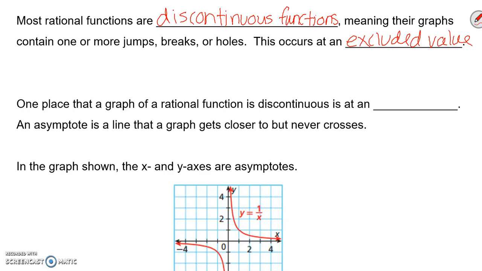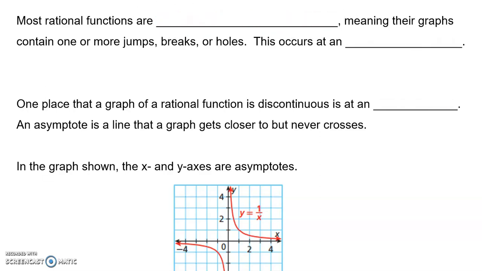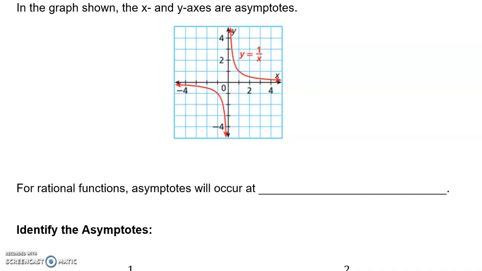One place that a graph for a rational function is discontinuous is at an asymptote. An asymptote is a line that a graph gets closer to but never crosses. So in this graph down here, we can see that the x and y axes are asymptotes. So if you look, it gets really, really close to the y-axis but doesn't ever touch or cross it. And it gets really, really close to the x-axis but never touches or crosses it.